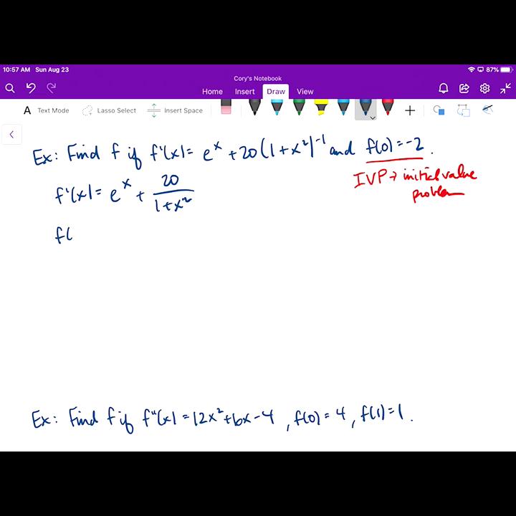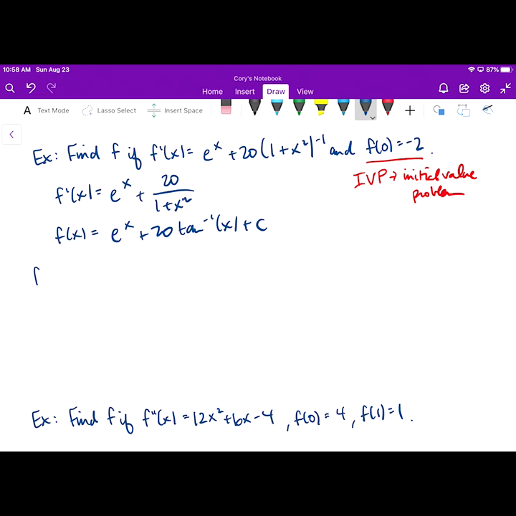Okay, so to take the antiderivative here, the antiderivative of f prime is going to be f. The antiderivative of e to the x power is e to the x power. I can take 20 and pull it out front, and then take the antiderivative of 1 over 1 plus x squared, which is going to become the inverse tangent of x. And then we're going to add the constant c to the end. Now we want to take the initial condition that we're given, or the initial value, plug that value in for x and y respectively, and then use that to solve for the constant c.